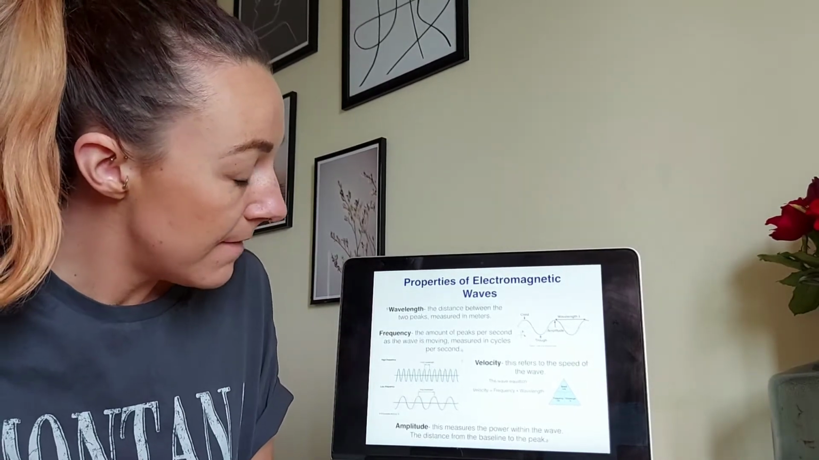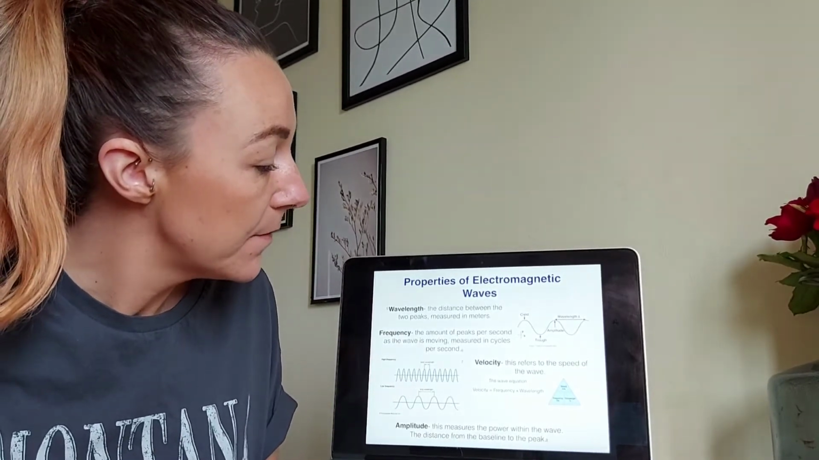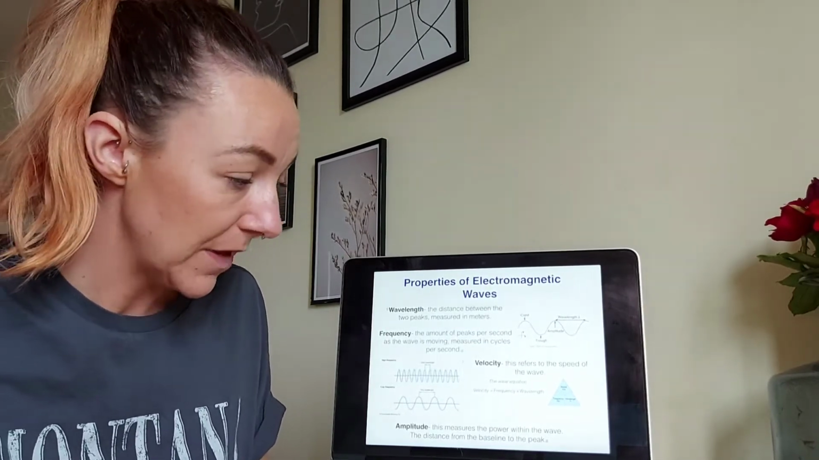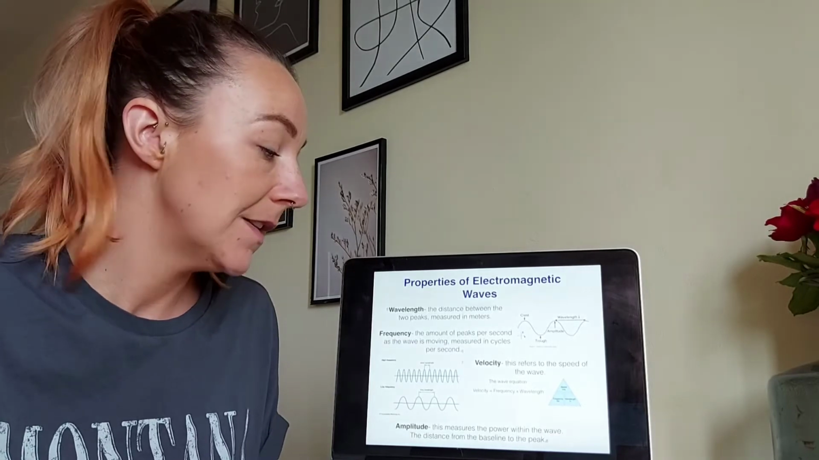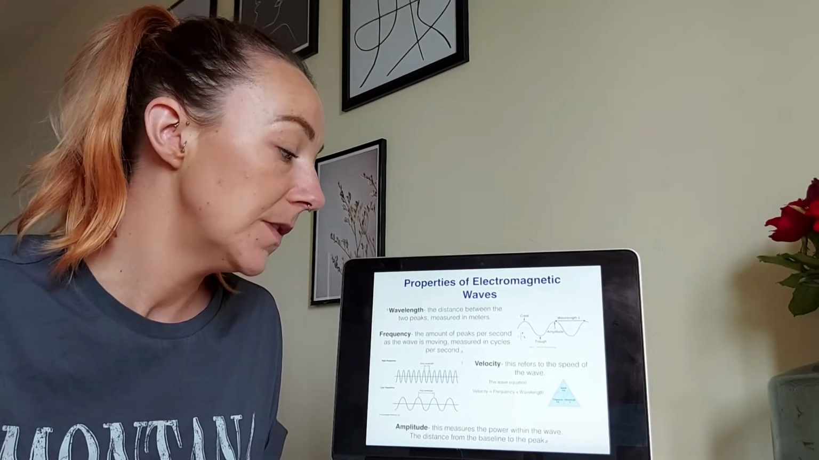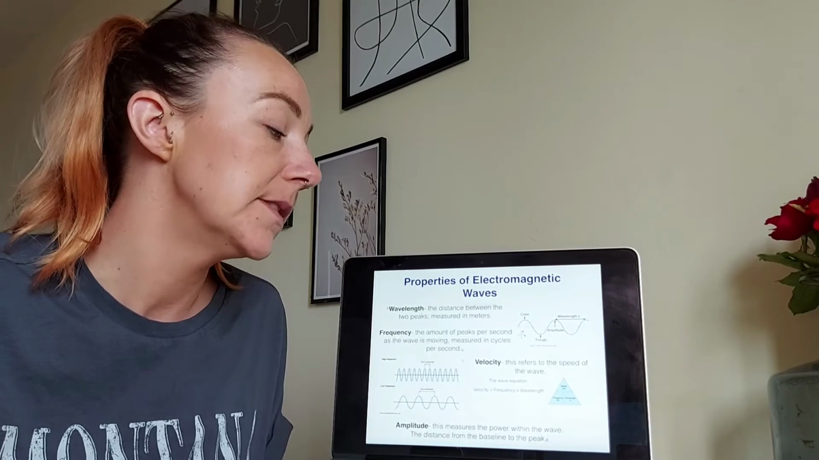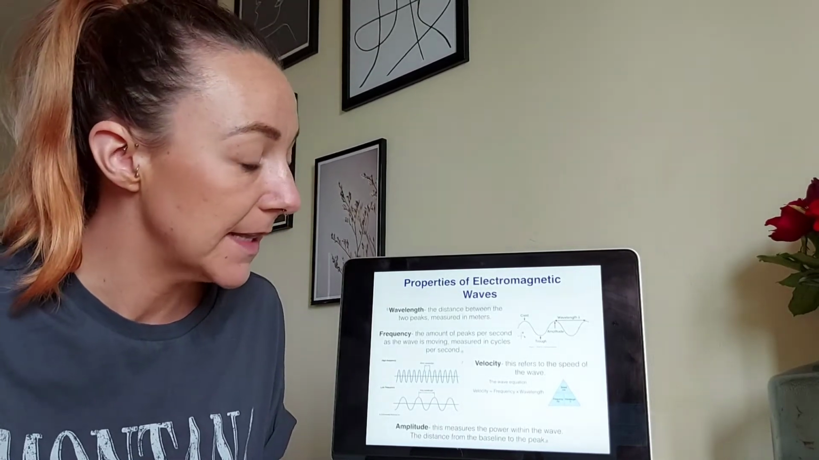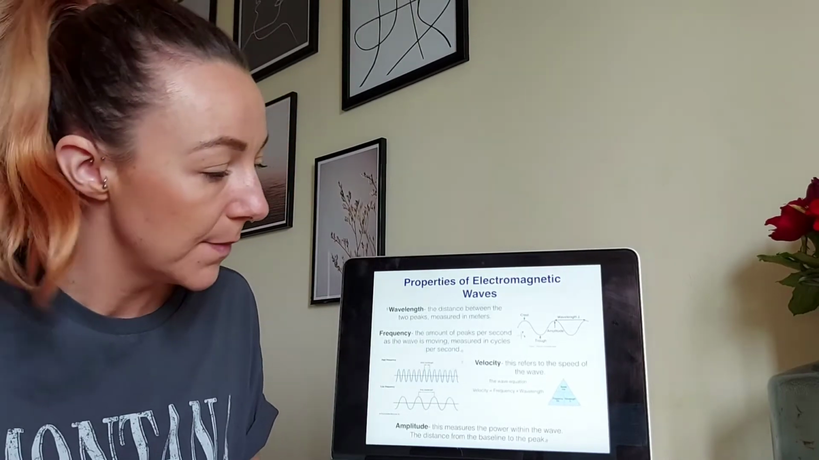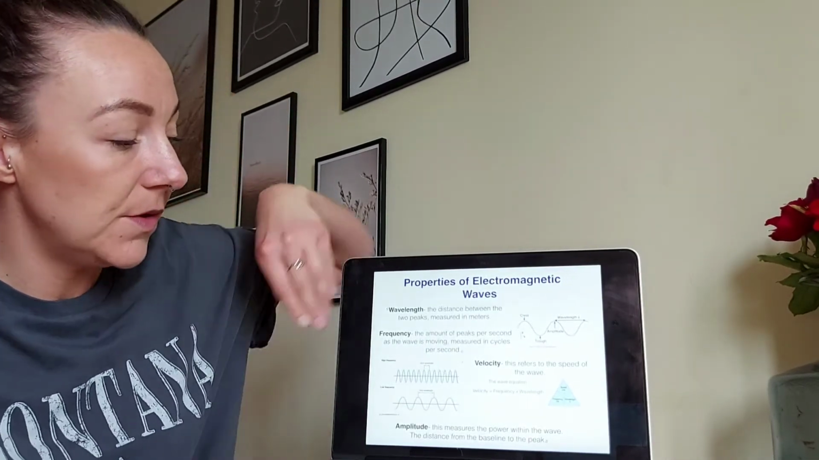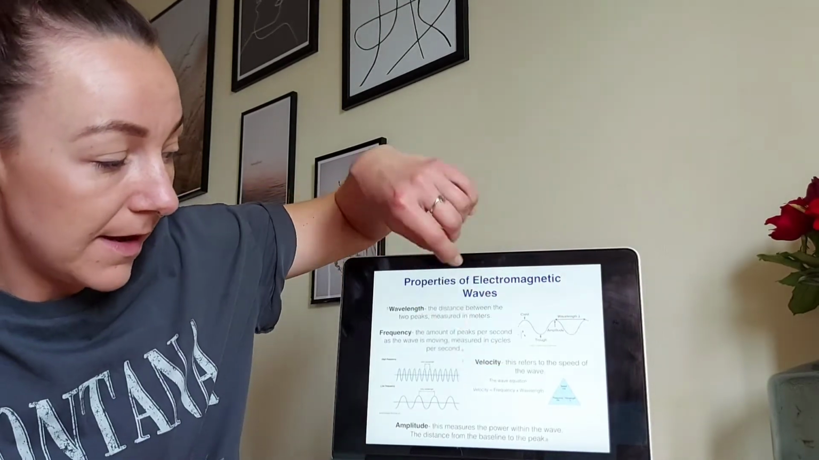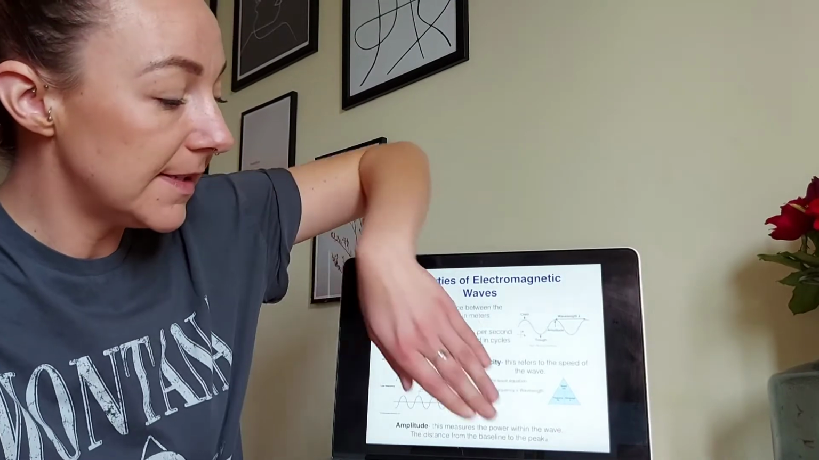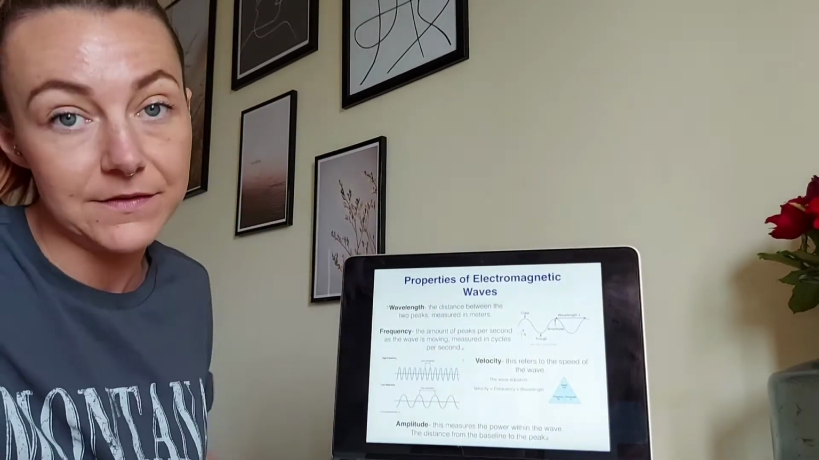And the third property is velocity. So this refers to the speed of the wave. The wave equation is velocity equals frequency times wavelength. And the best way to work this out is to make a triangle. If you want to find out the speed, you just simply cover that one up and multiply the bottom two together. Whereas if you wanted to find out the frequency, you would cover that one up and divide the other two.